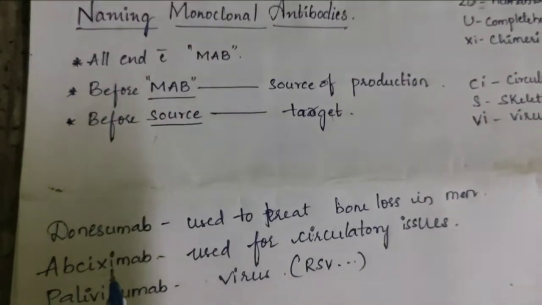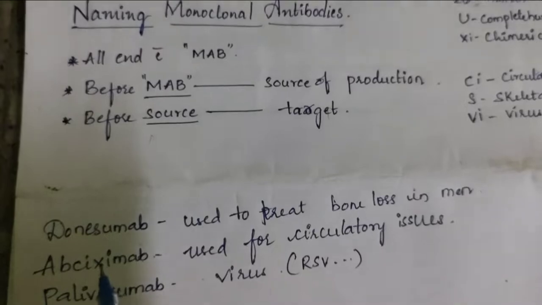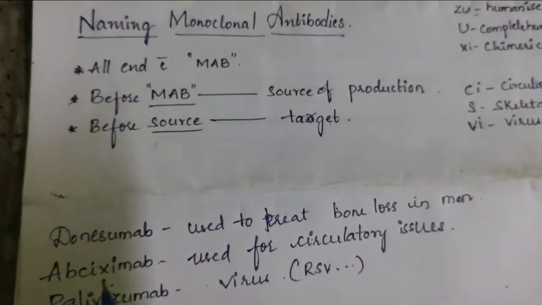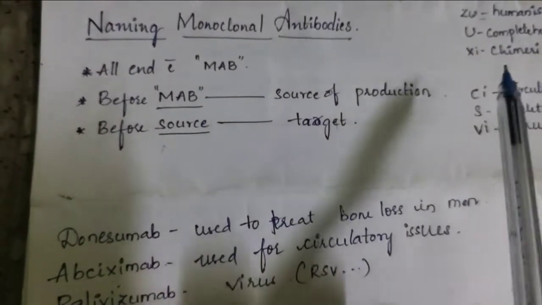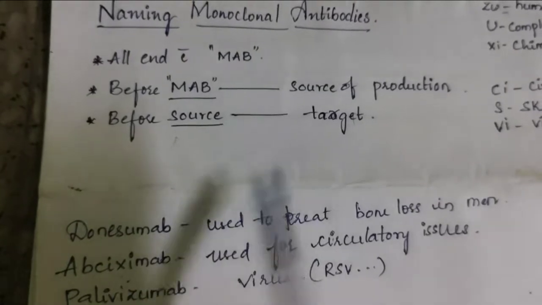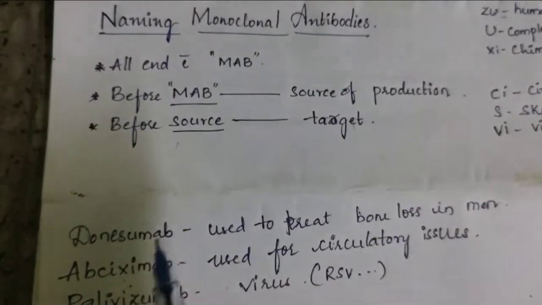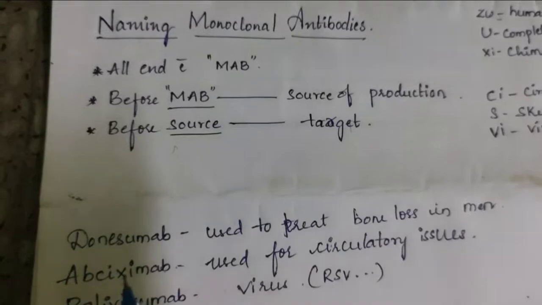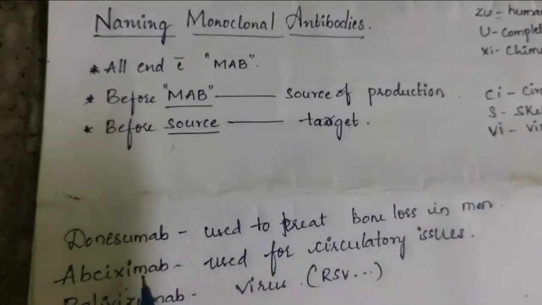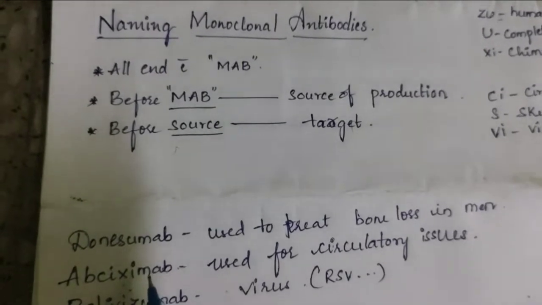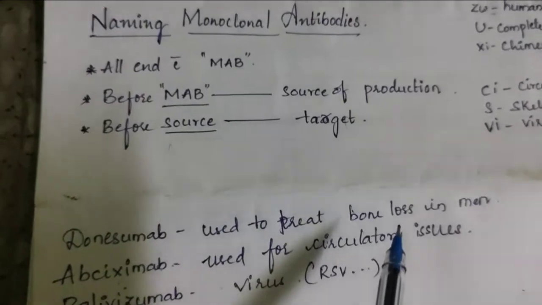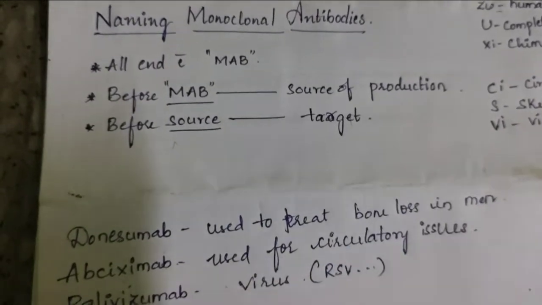And abciximab, the second example: MAB says monoclonal antibody. XI stands for chimeric, some kind of synthetic, and CI stands for circulation. Therefore, abciximab is an anticoagulant, a IIb/IIIa receptor antagonist, which is useful for preventing clots, therefore used for circulatory issues.